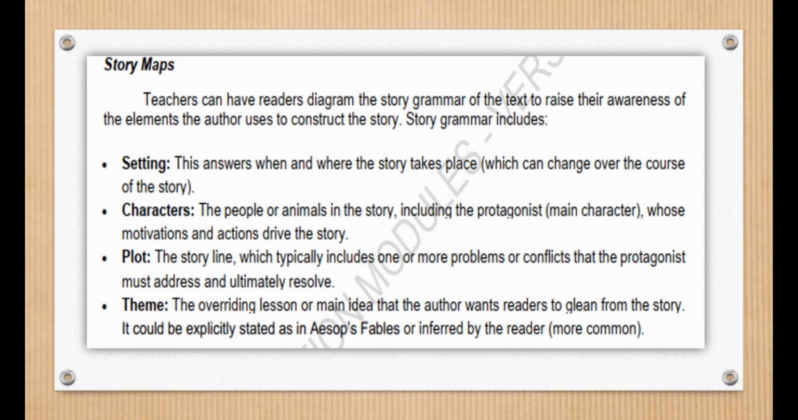Plot, the storyline, which typically includes one or more problems or conflicts that the protagonist must address and ultimately resolve. And theme, the overriding lesson or main idea that the author wants readers to glean from the story. It could be explicitly stated as in Aesop's fables or inferred by the reader.